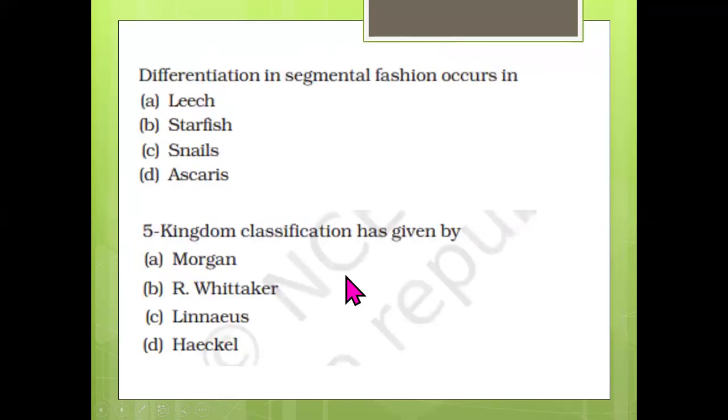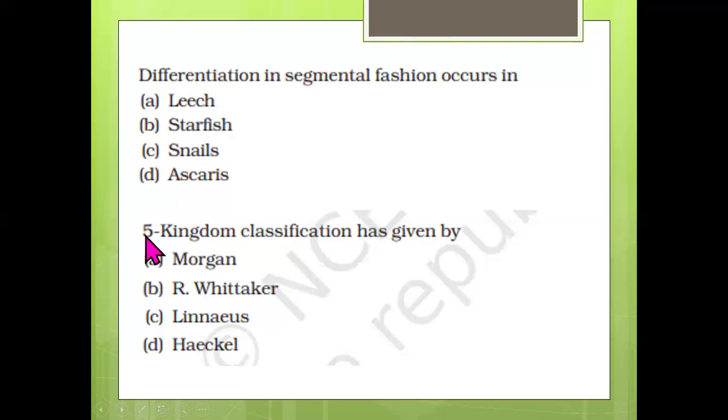Okay. And now look at another question. It says the differentiation in segmental fashion occurs in A, leech, B, starfish, C, snails, D, ascaris. So based on our discussion, where do you find segmented bodies? It is under annelida, right? Annelids, they have what? Segmented body. And what are the examples that we gave? We have earthworm and leeches, right? You remember? So option A is the correct answer. Leech is the correct answer.